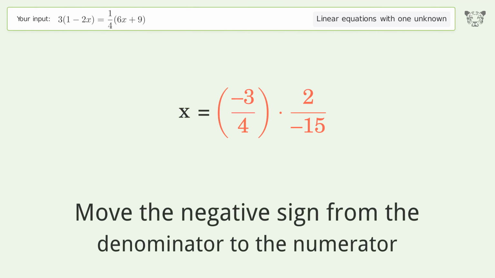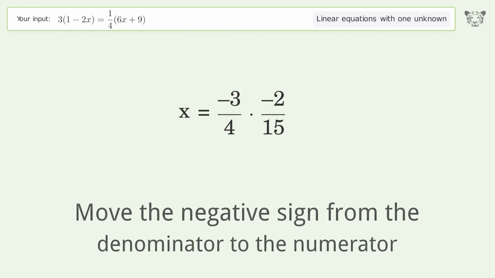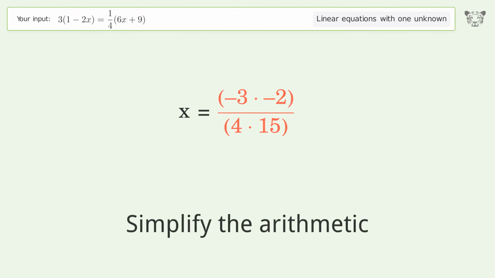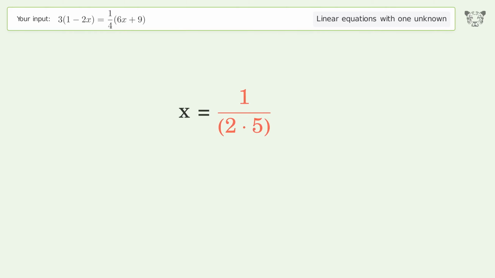Move the negative sign from the denominator to the numerator. Multiply the fractions. Simplify the arithmetic. And so the final result is x equals 1 over 10.